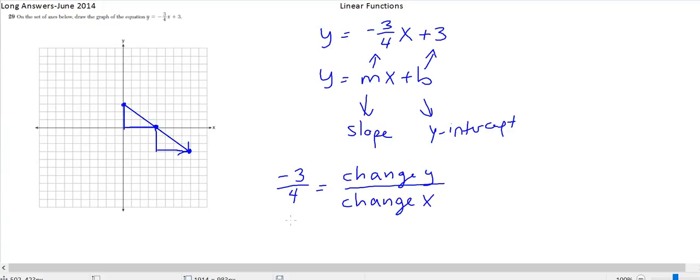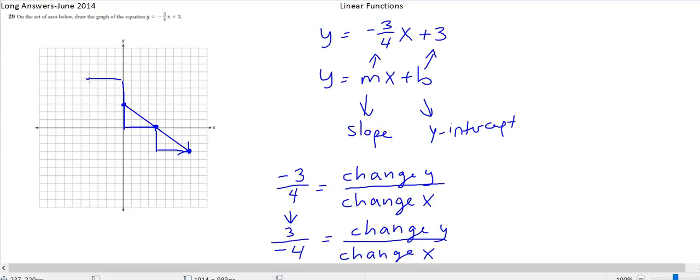Remember that negative 3/4 is the same thing as positive 3 over negative 4. Now this means that our change in y values is going up 3 for every change in x values of negative 4, which is to the left 4. So now we can continue from the point where it crossed the y-axis and go up 3 and left 4. And that's going to be another point.